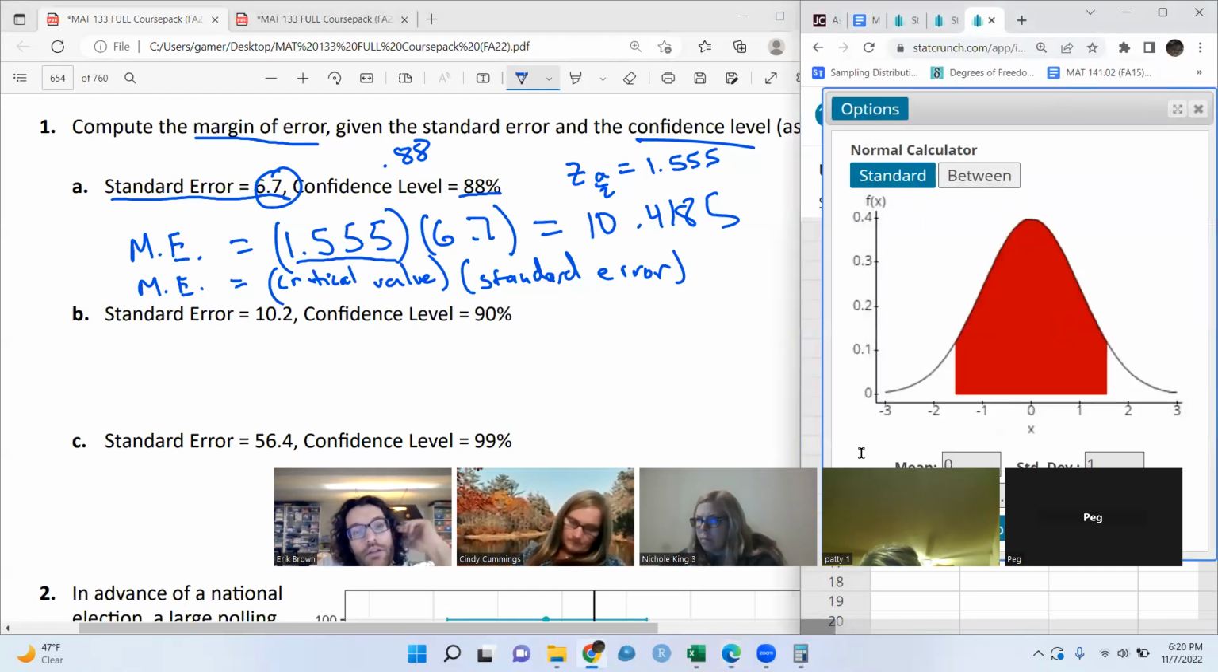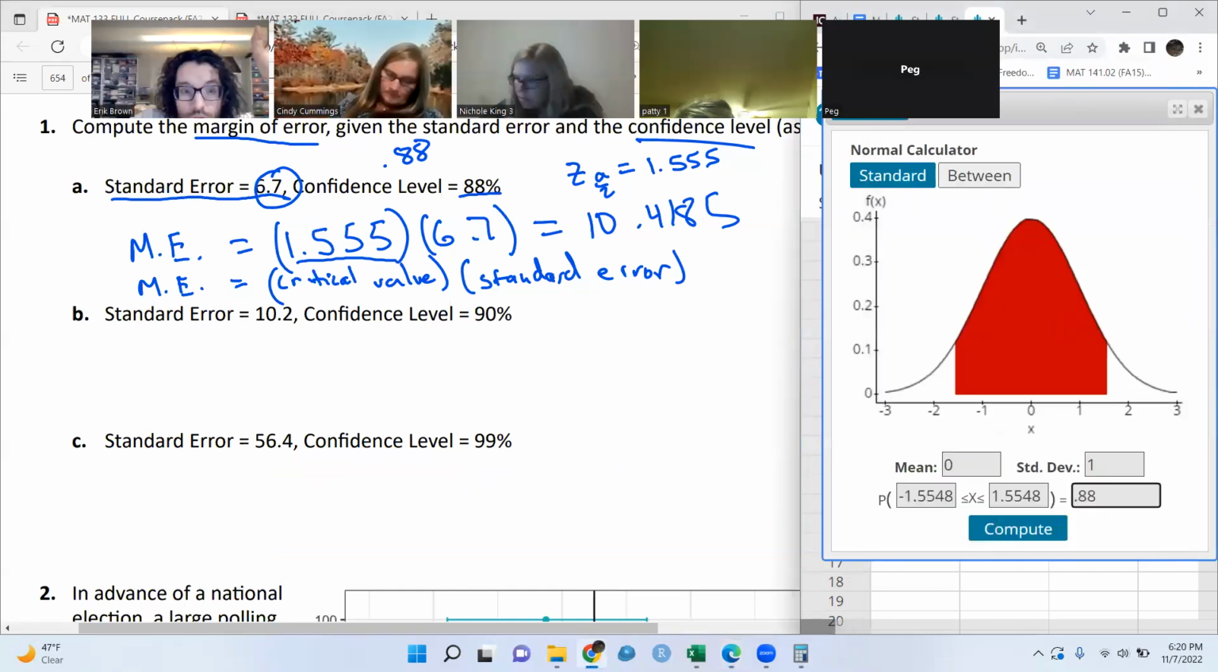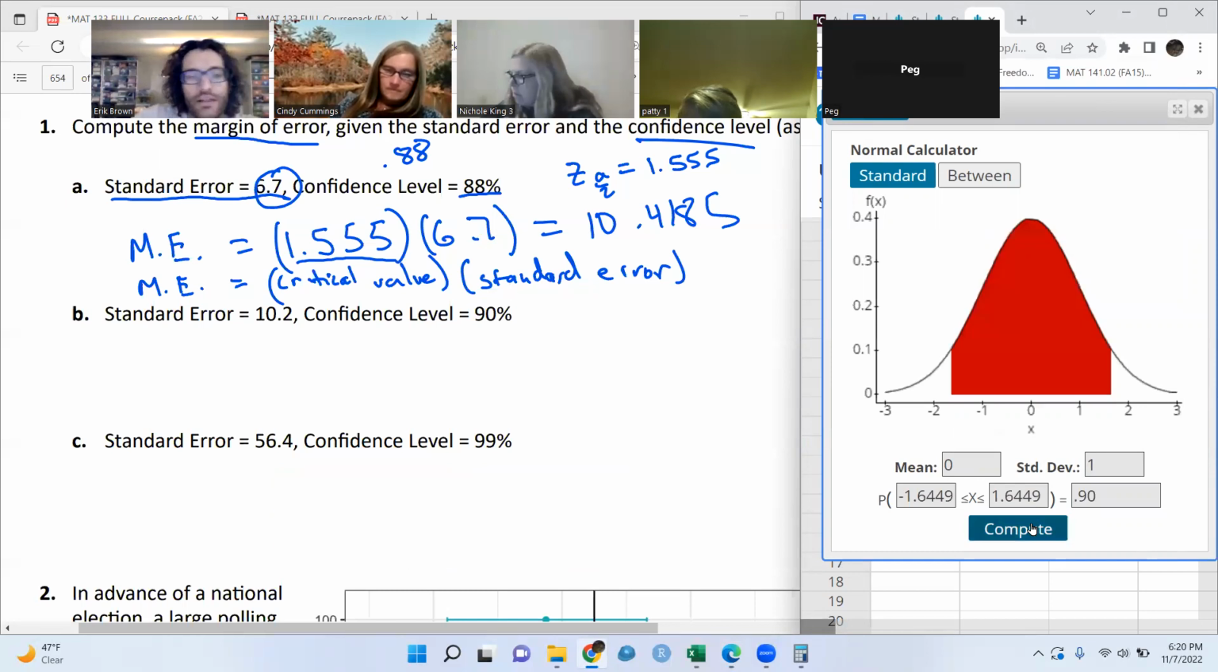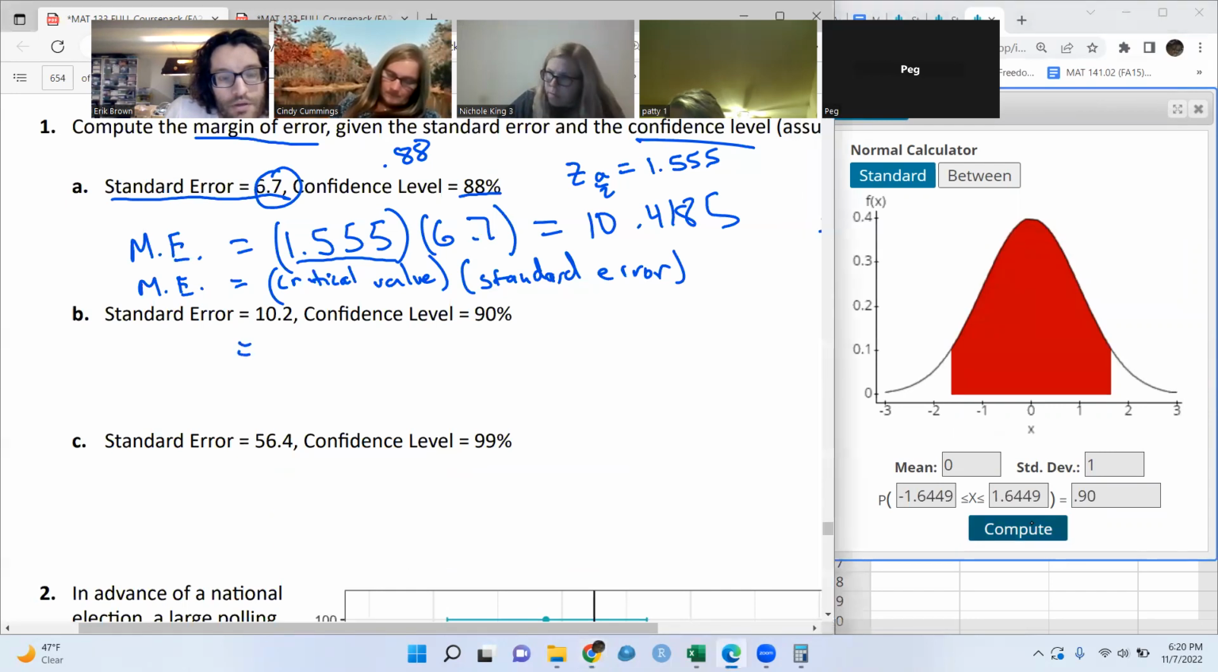Okay, did you all have enough time? How about I just write down the critical values? I'll stay with the same order, critical value first. So I'll just write the critical value for this one in parentheses here, and you all can agree if you have the same one. And then I'll write in the standard error.